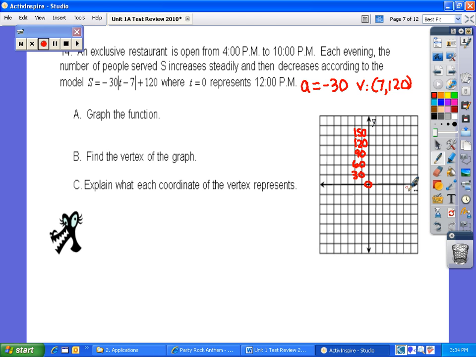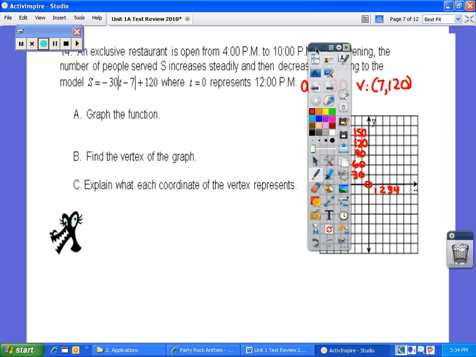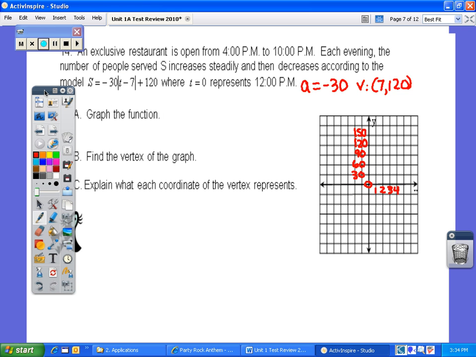Now this axis I can number by ones. Remember that they said that 0 represents 12 p.m. So this is 12 p.m., so this will be 1 p.m., 2 p.m., 3 p.m., 4 p.m., 5 p.m., 6 p.m., 7 p.m. And I'm going to extend this a little. 8 p.m., 9 p.m., 10 p.m. So now that I have my scale, I can graph it.